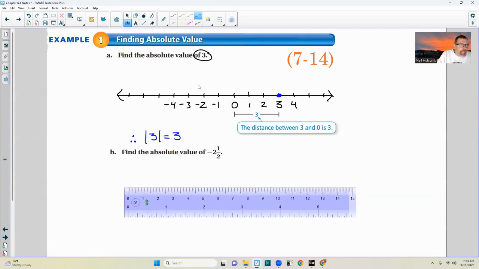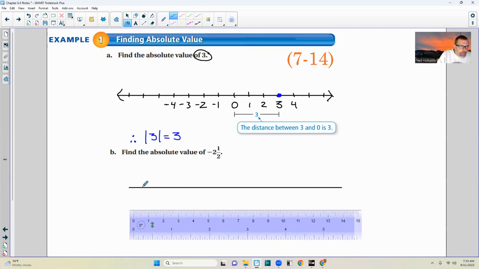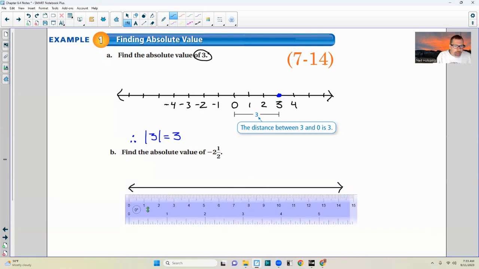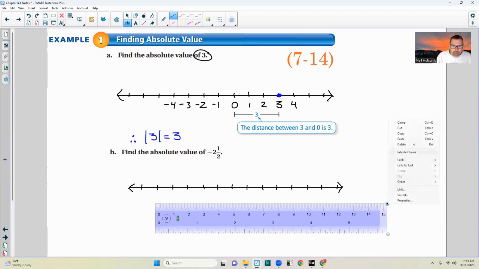Find the absolute value of -2.5. So you draw a number line, and then you put arrows on each end. Right here and here, and bring your number line up. So now notice this is in halves. So if I am going to count now, every mark here is going to be 1/2. Instead of integers, we're going to use rational numbers with a unit of measurement being 1/2. Okay, so let's get rid of this now.